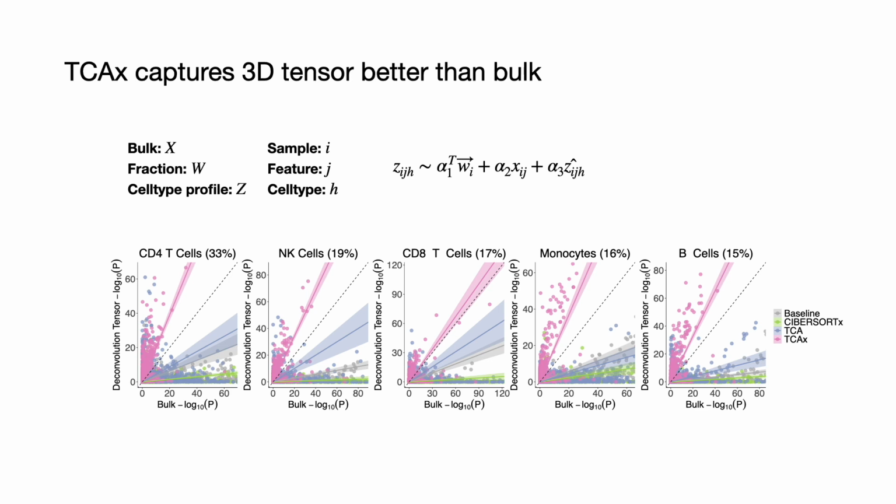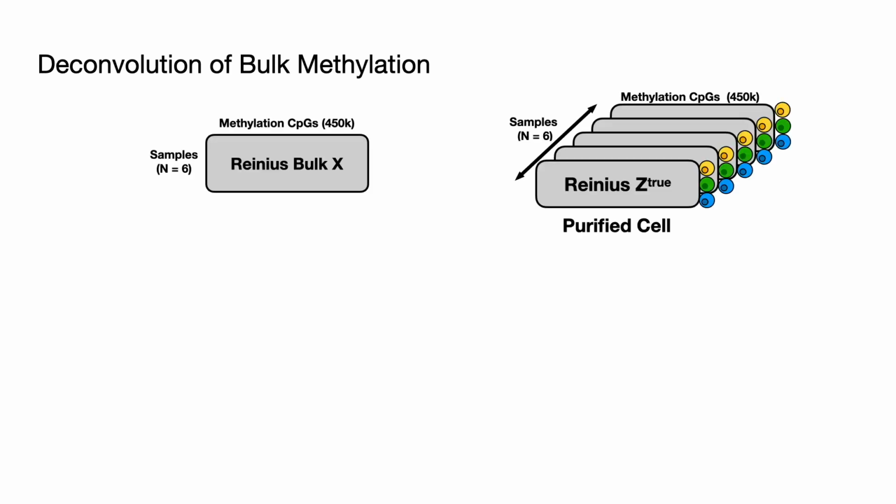We next switched our attention to methylation data. Over here, we have a small data set that has the bulk level methylation profile, as well as cell type specific methylation profile collected from purified blood. Unfortunately, this dataset is very small, only 6 samples, so it's unrealistic to expect any model can learn any parameter meaningfully out of 6 samples.